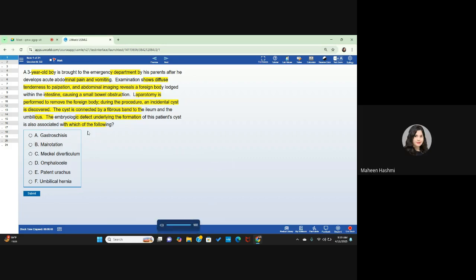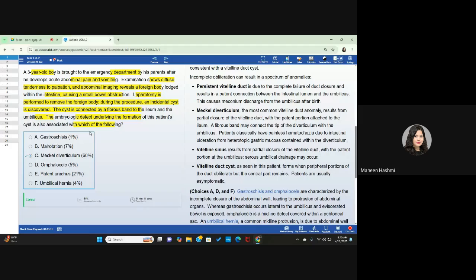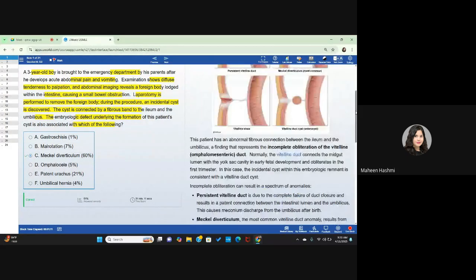Meckel's diverticulum. Very easy. What happens in gastroschisis? The anterior abdominal wall defect. Very good. And it is not covered by peritoneum. And omphalocele is covered by peritoneum. Again, very easy question. You need to be familiar with what Meckel's diverticulum is and what gastroschisis is. Each and everything you should know in this question stem. It's very high yield.